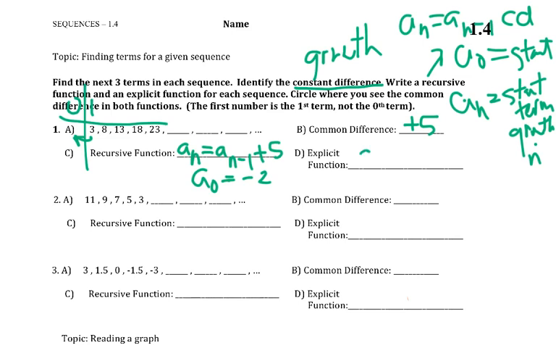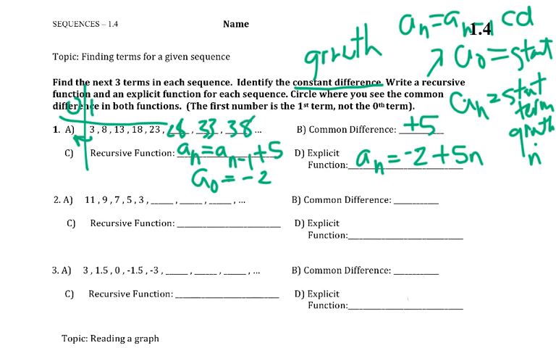Our explicit function would be a sub n equals that starting number, negative 2, plus 5, and because we keep adding 5 over and over, we times it by n. So the next terms would be 28, 33, then 38.